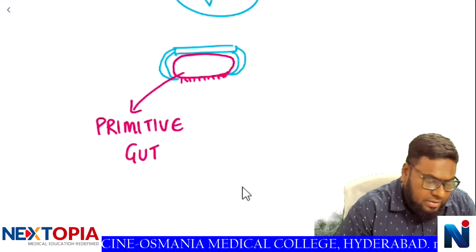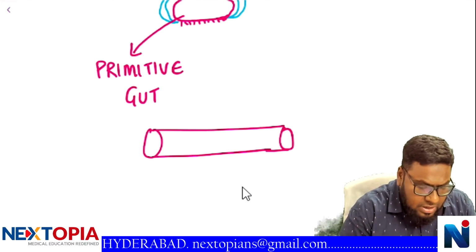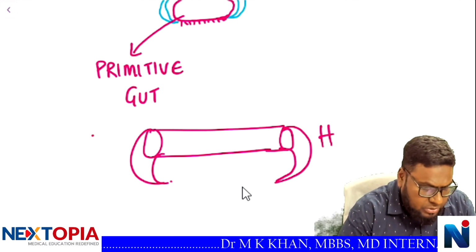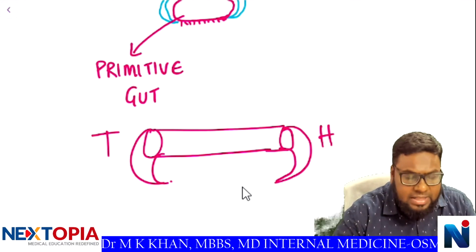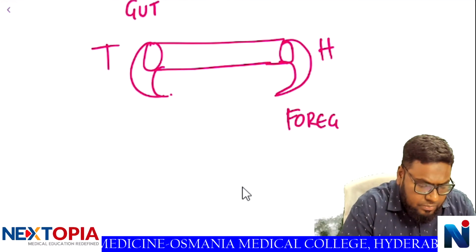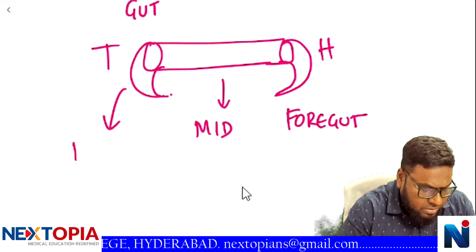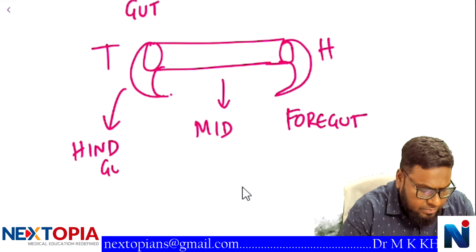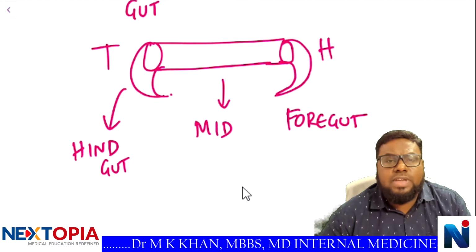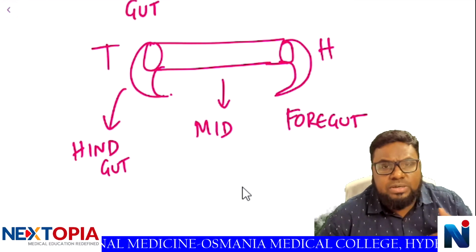Now this primitive gut, if you talk about the cylinder which I was talking about, it has a head and a tail, is it not? Now it is undergoing folds like this. So suppose this is the head portion, this is the tail portion. The primitive gut in the head portion forms the foregut. In the middle portion it forms the midgut. In the tail portion it forms the hindgut. Gut means the intestinal precursors. So we have the formation of the foregut, midgut, and hindgut, and there is a communication with the yolk sac.